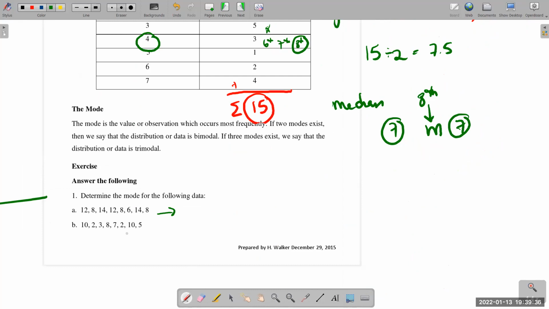Anybody? Okay, Natalia said 8. Anybody else? Exactly. How many times do we get 8? 1, 2, 3. So that means the mode is 8. Next one. What's the mode?